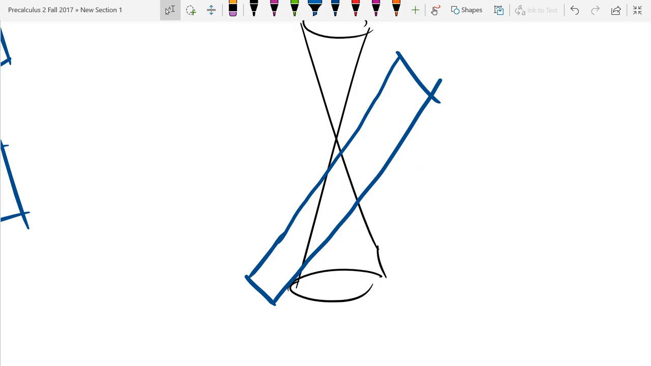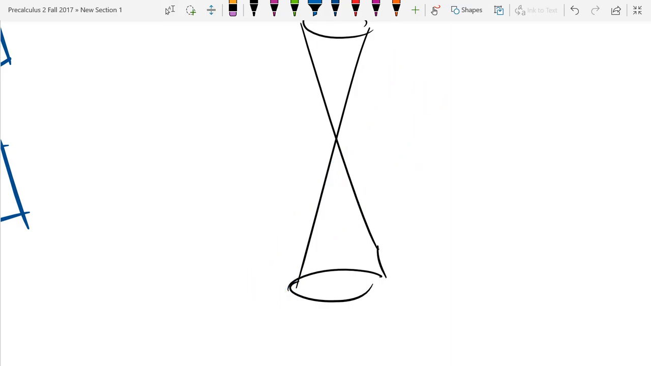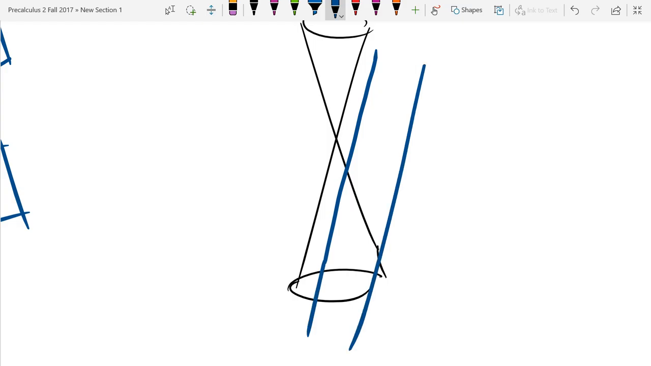I think that still gives me an ellipse. Yes. All right, I think this one has to be tilted more than that. I think in this case it has to be parallel to one of these generating lines. And what shape would we get here? It's going to intersect at one point.